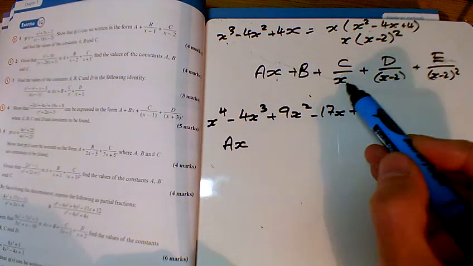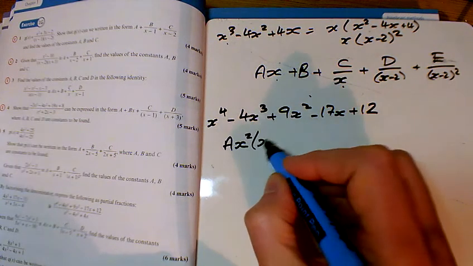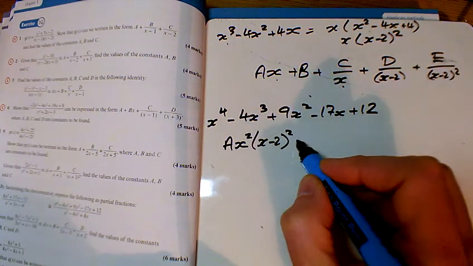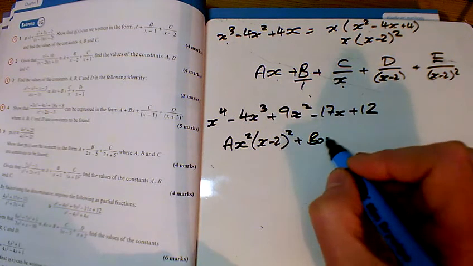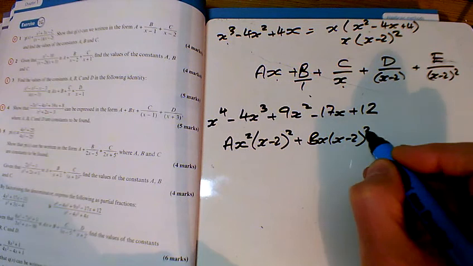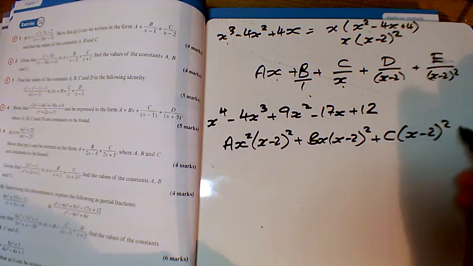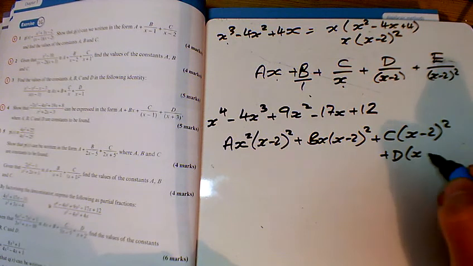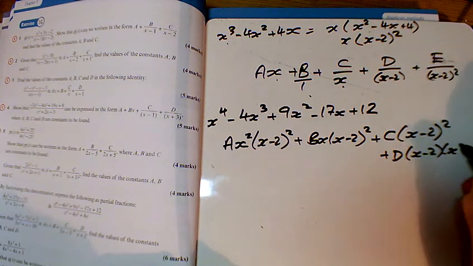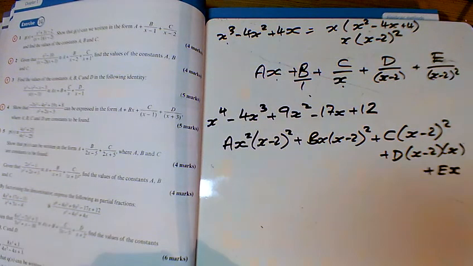I've got the ax, and I'm going to times by all the denominators here. So they need a squared there and the x minus 2 all squared. The b, there's a 1 underneath that, so that needs both of the denominators, like that. The c's already got an x, so it just needs the x minus 2 all squared. The d's got an x minus 2 already. It needs the x minus 2 and an x. The e just needs an x next to it. And that is what that's going to equal.